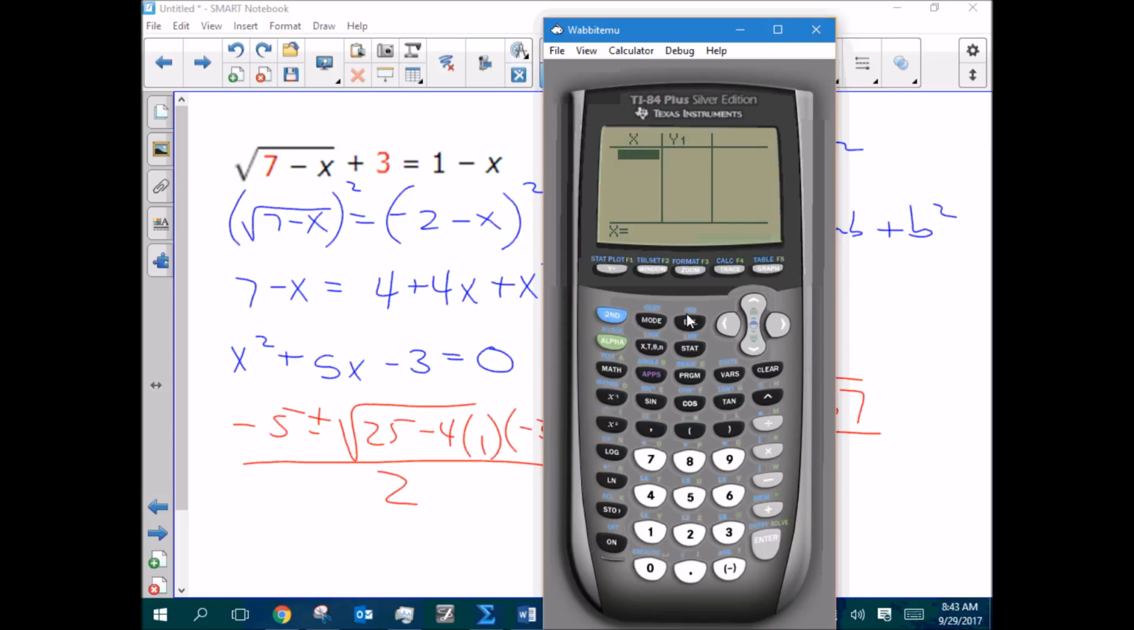The only thing you got to understand is order of operations. If I just go negative 5 plus radical 37 over 2, okay, order of operations is going to do that division first, right? Then it's going to add the negative 5. We don't want that to happen. We want that to be added first, and then take that sum and divide by 2, right? So you've got to have those parentheses around the negative 5 plus radical 37, so the order of operations gets done correctly.